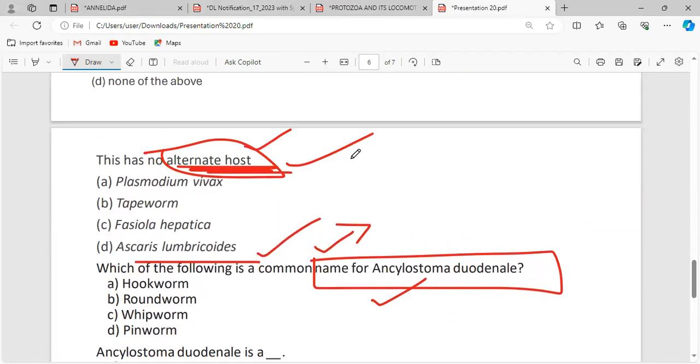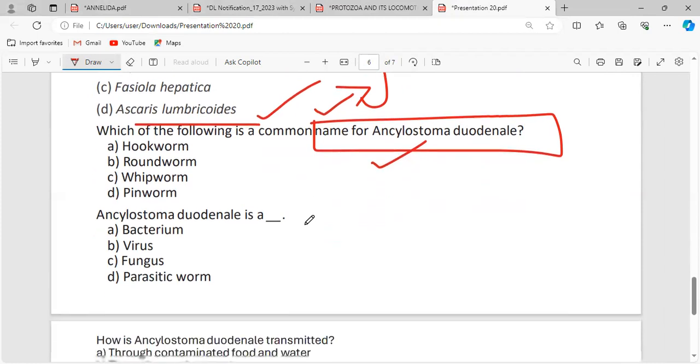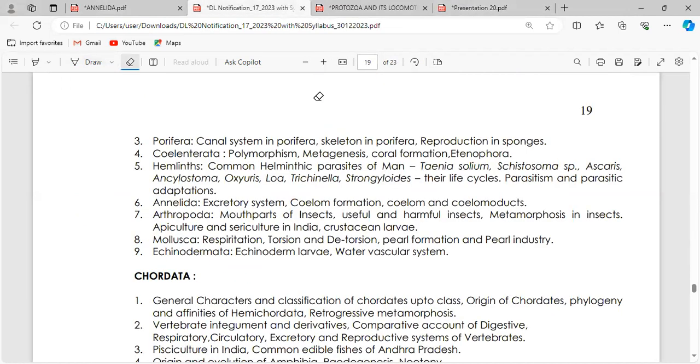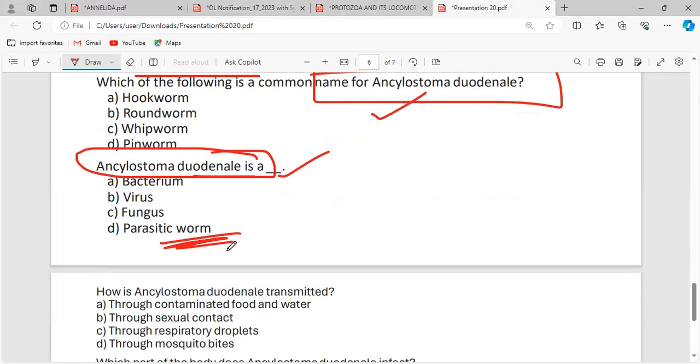When it comes to hosts, read the list of all the primary and secondary hosts. Ancylostoma, very good: hookworm. Is Ancylostoma duodenale a bacteria, fungus, virus, or a parasitic form? The parasites in the syllabus are Taenia solium, Schistosoma, Ascaris, Ancylostoma, Oxyuris, Loa loa, Trichinella, and Strongyloides. If the question asks whether it is a bacteria or fungus, you definitely go with helminth parasites, or helminth worms. The word helminth refers to worms. That is how the syllabus helps.